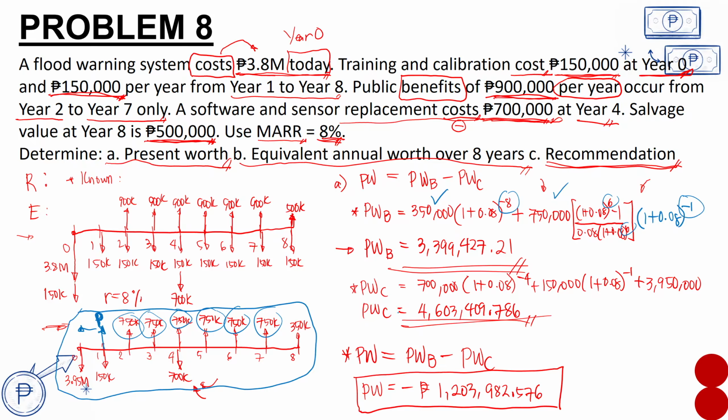And then how about the cost? The cost, we have a 700,000 cost here at year 4. That's why we have a negative 4 here. We also have a 150,000 cost here at year 1. That's why we have a negative 1 here. And we have our initial cost. And then we just subtract the cost from the benefit and eventually came up with this. By examining, we have verified that we performed the correct calculations, and we have not left any item or variable out.